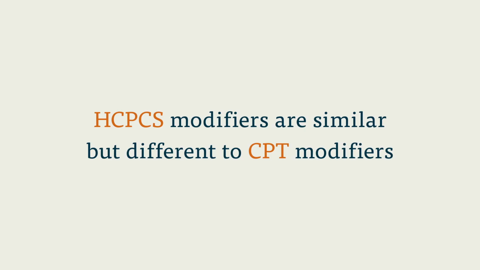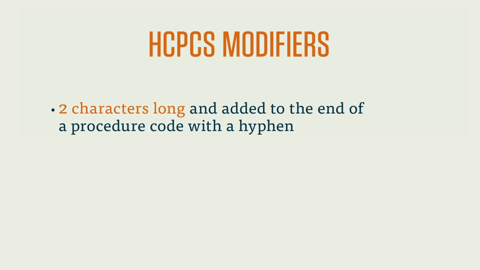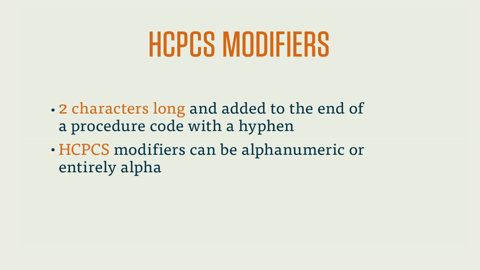One final note on HCPCS: you may encounter some HCPCS modifiers on the CPC exam. HCPCS modifiers, remember, are similar but different to CPT modifiers. Like CPT modifiers, HCPCS modifiers are 2 characters long and are added to the end of each procedure code with a hyphen. Unlike CPT modifiers, which are entirely numeric, HCPCS modifiers can be alphanumeric or entirely alpha.